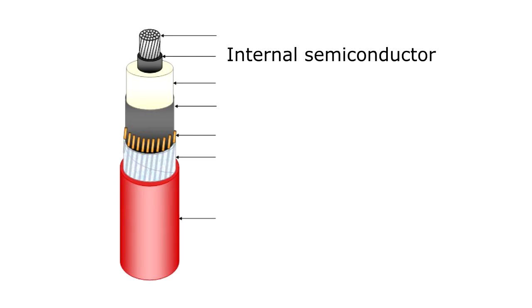After it, you will find the first semiconductor, or the internal semiconductor. This semiconductor layer creates a very soft surface on the outside, so that the electric field through the insulator is totally radial.